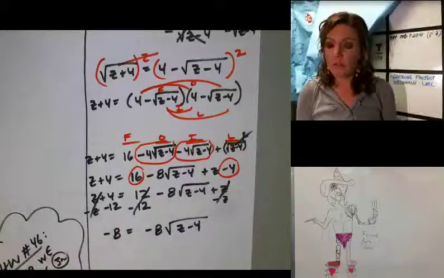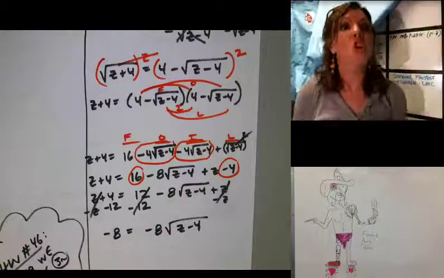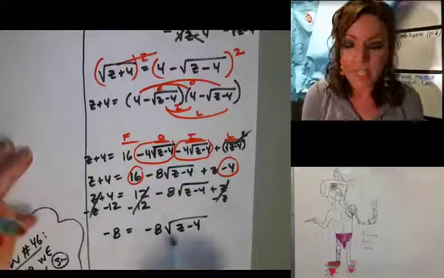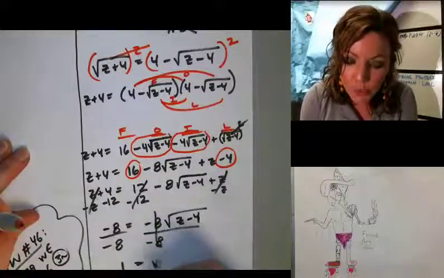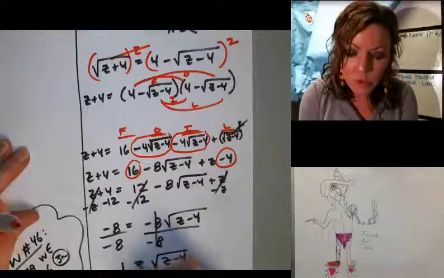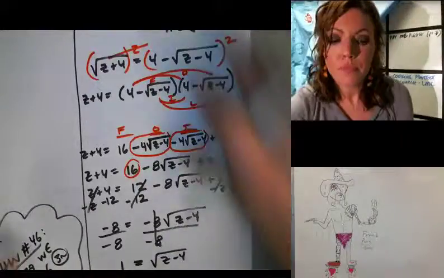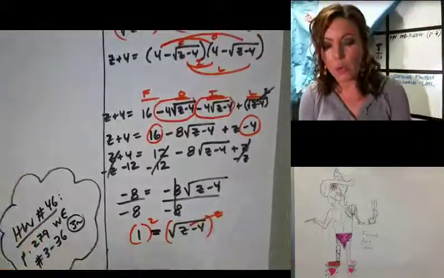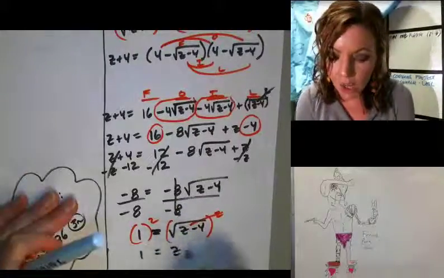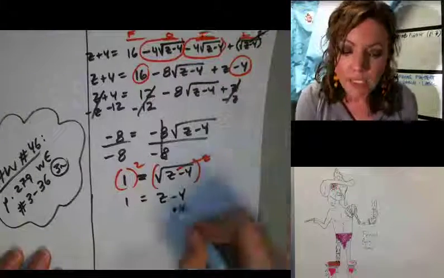Okay, it's negative 8 times. So what's the opposite of multiplication? Divide. So divide by negative 8. So we get 1 equals root z minus 4. Okay, second to last step. Good, we have to square again. Squared, squared. They cancel out here, so we get 1 equals z minus 4, and the last step is add 4, and we get z equals 5.